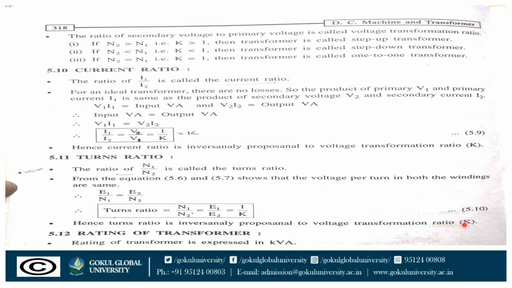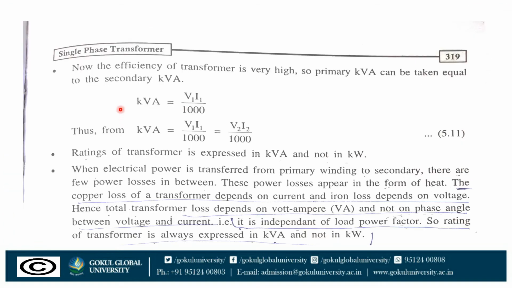Okay. Now next is the rating of transformer. We should know why the transformer rating is in kVA. The rating of a transformer is expressed in kVA, where kVA is equal to V2 I2 by 1000, where V2 is the secondary voltage and I2 is the secondary current. Now the efficiency of the transformer is very high, so primary kVA can be taken equal to secondary kVA. So kVA is equal to V1 I1 by 1000 is equal to V2 I2 by 1000.